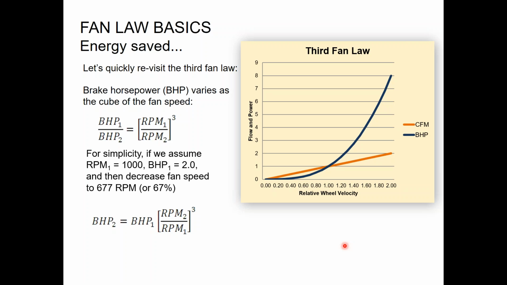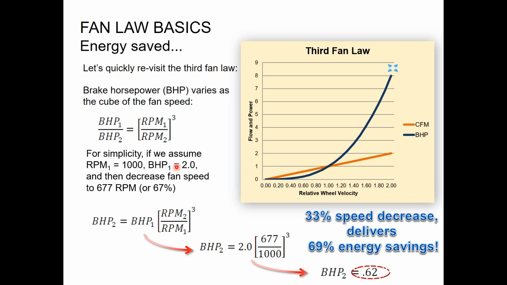So mathematically, if I was to solve that, I guess I should use the numbers that were in the example. That would have been smarter of me. Actually, this example doesn't go with this chart. This chart is separate from the example. 1,000 RPM drops down to 2/3, 677 RPM. My brake horsepower goes from 2 all the way down to 0.6 when I solve that algebraically.